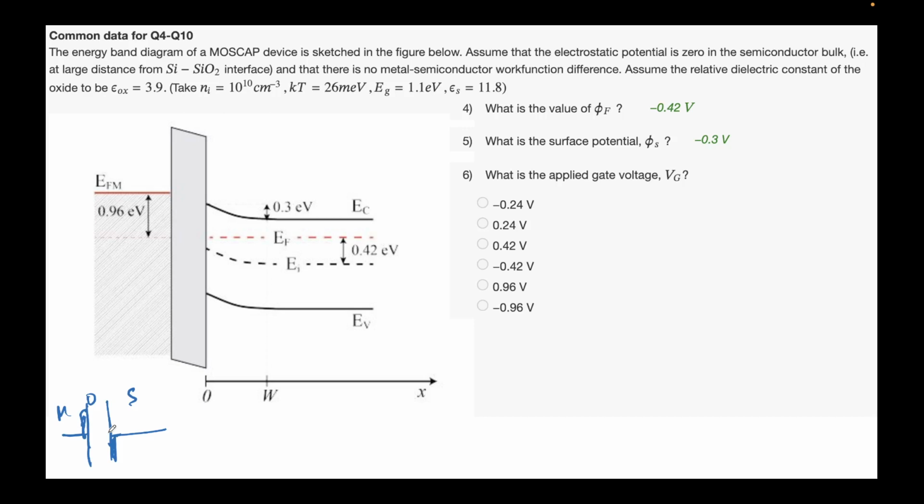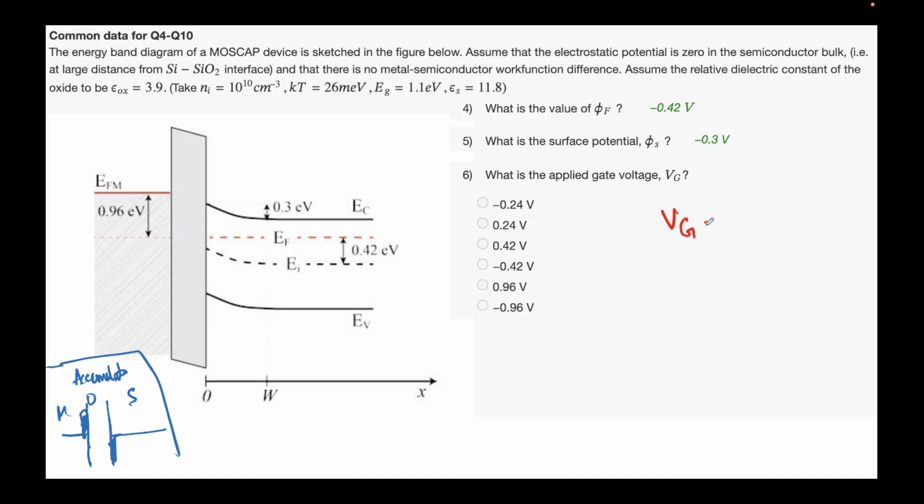So VG, what is the value of VG? It's just the height from the Fermi level. Right? Remember, in flat band, when there's no gate voltage applied, both EF as well as EF metal are at the same level. Here they are not. This shift of 0.96, so it has to be 0.96 volts. I get that. Which sign is the problem?